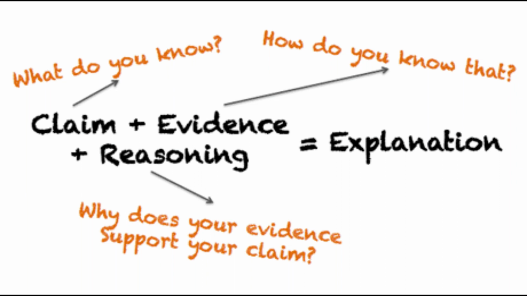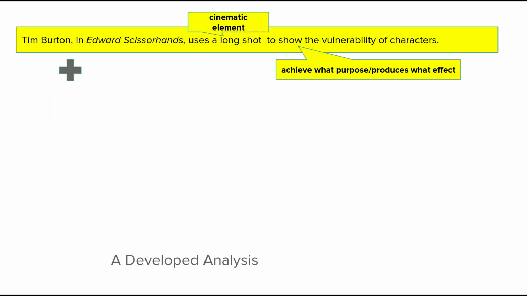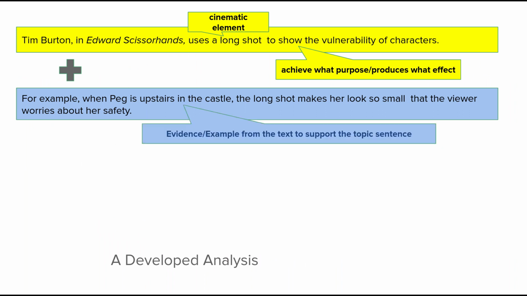The reasoning is the reflective commentary. That is the why does your evidence support your claim. You've got to come out and say it to explain your idea and develop your point. So, developed analysis: Tim Burton, Edward Scissorhands, uses a long shot to show the vulnerability of characters. Bam. Add to that, evidence, right? There's our detail from the text. Then we add our reflective commentary.